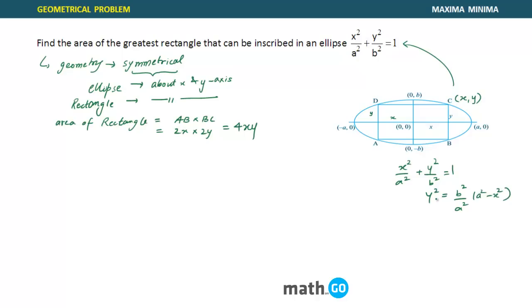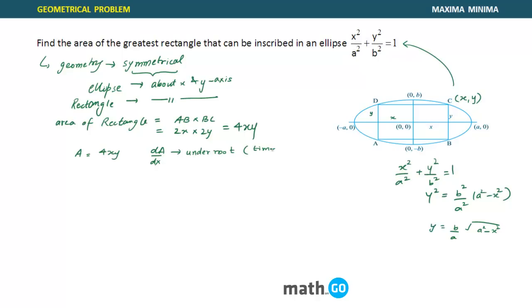Now if you take the under root, you will get the value of y, something of this sort, right? (b by a) under root (a square minus x square). And if you substitute here, your target, let's say A, your A is 4xy, and you need to find dA by dx. If I replace by y here, can you see that this will be a quantity which will be heavily under root, and it will take your time, right?